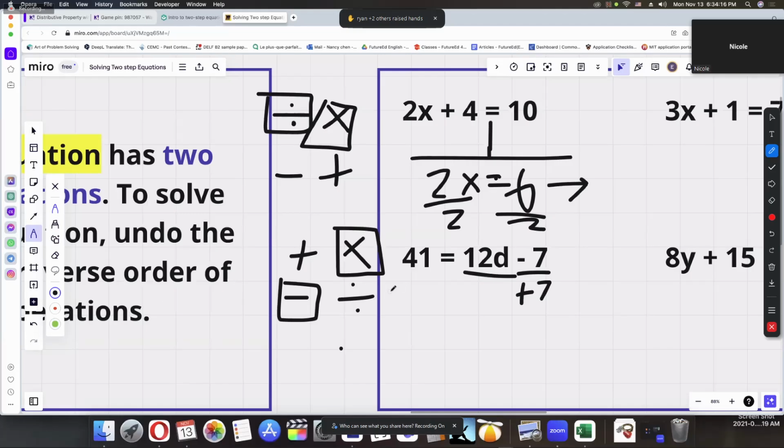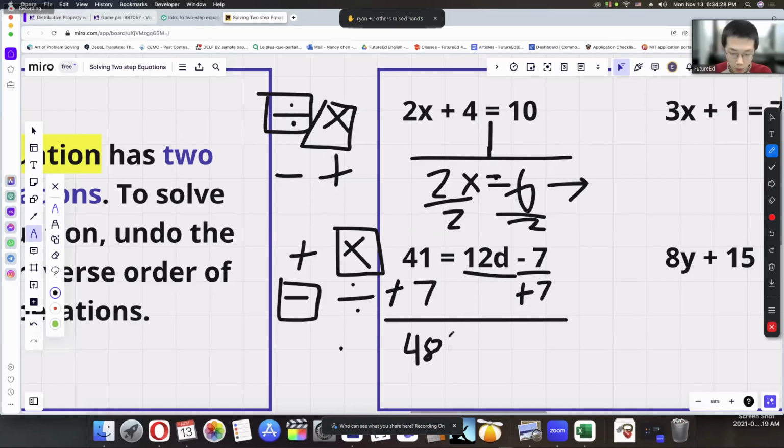We have to do 41 plus 7. Exactly, we need to add 7 on both sides. So can you tell me what is the result on the left side first? 41 plus 7 is 48. And what's on the right side? 12d. Exactly, these two cancel out, we get 12d.